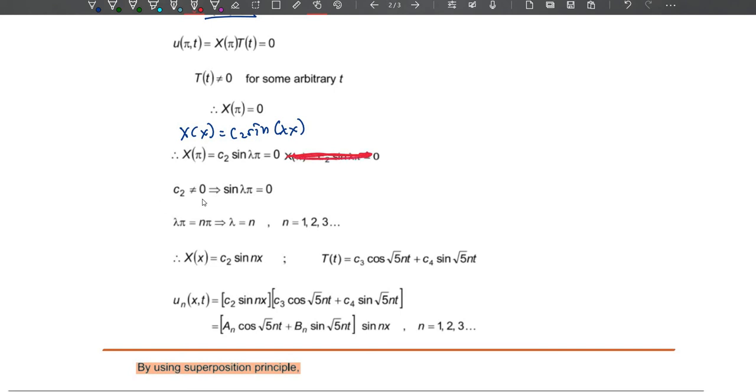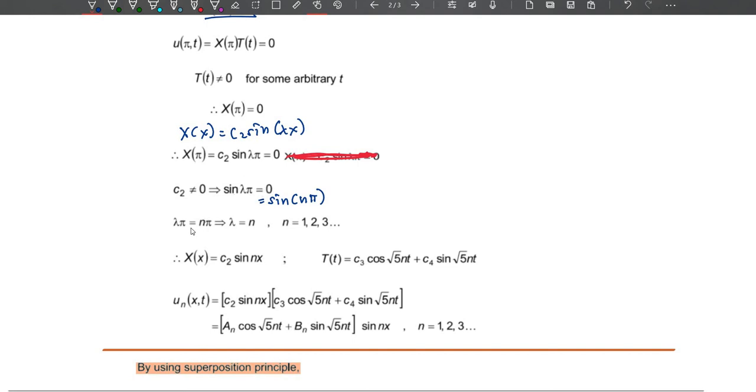Okay, next. C2 does not equal 0, because if C2 equals 0, it will be a trivial solution. There will be no solution. Therefore, sin(λπ) equals 0, and λπ is equal to nπ, because sin(λπ) is equal to 0, and that would mean equal to sin(nπ). Okay, we equate the angles. So λπ equals nπ, and therefore λ equals n for n from 1, 2, 3 until infinity. It won't start at 0, because if n equals 0, it will be redundant, a trivial solution too, because this will be equal to 0 again.